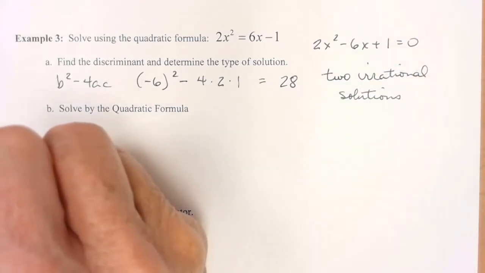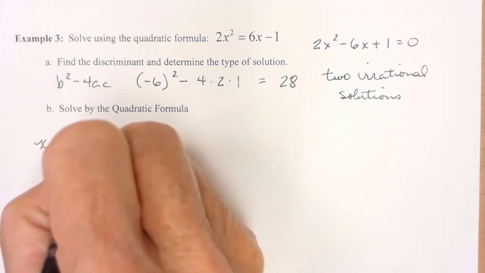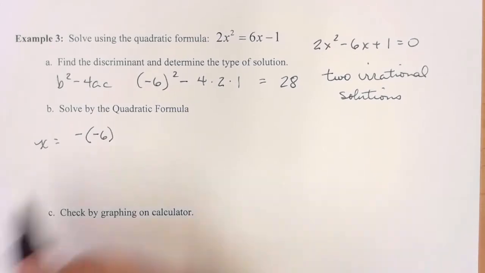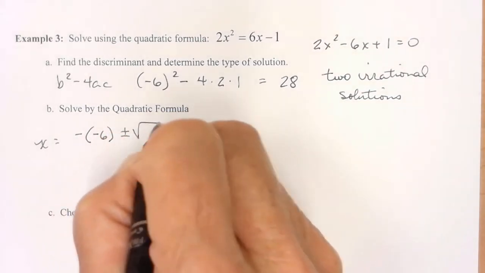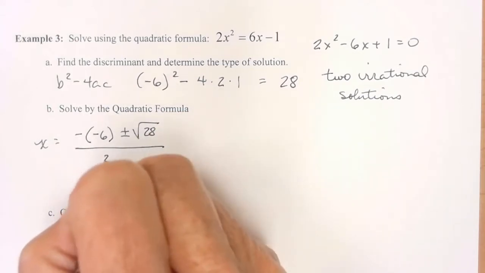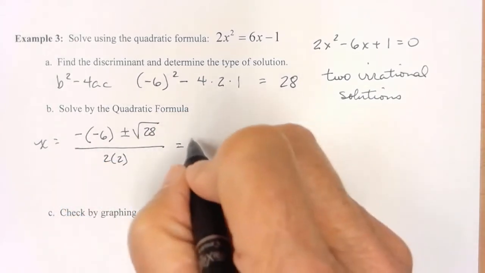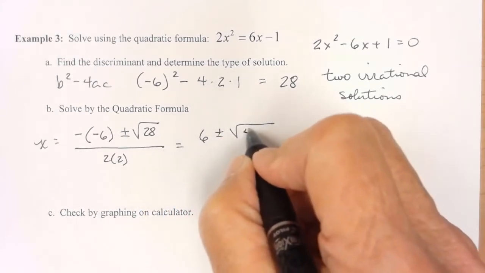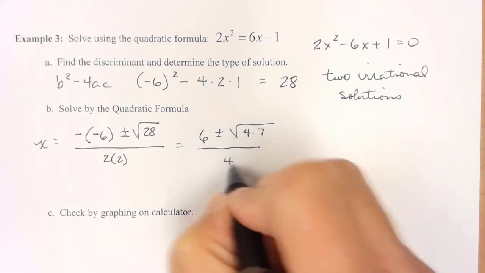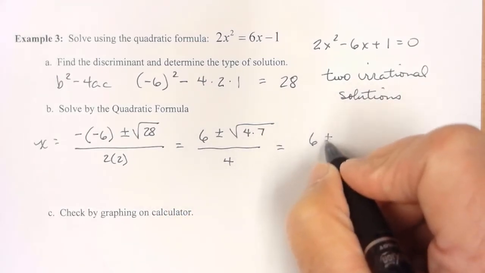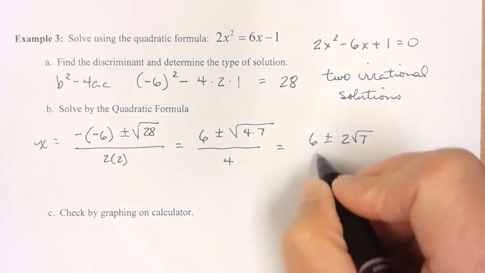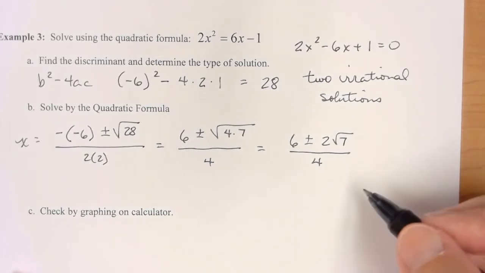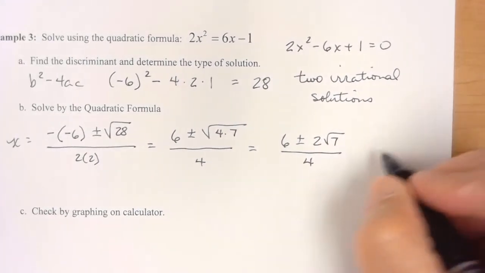Solve by quadratic formula. X equals negative b. If b is negative, you always need parentheses in both locations where b is. Plus or minus square root of 28 all over 2 times 2. So cleanup time. So I've got 6 plus or minus square root of 28, which does contain a perfect square. There's one more thing I can do to simplify this. I can factor out a 2 in the numerator.